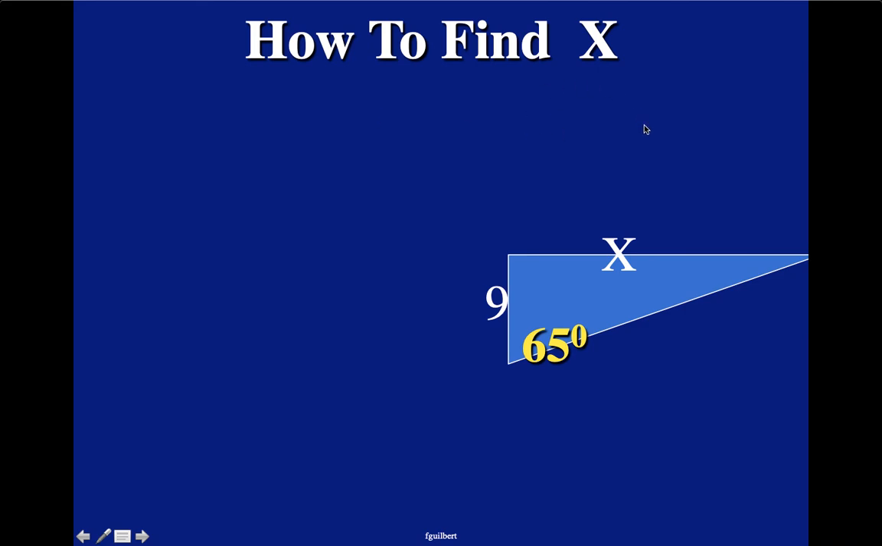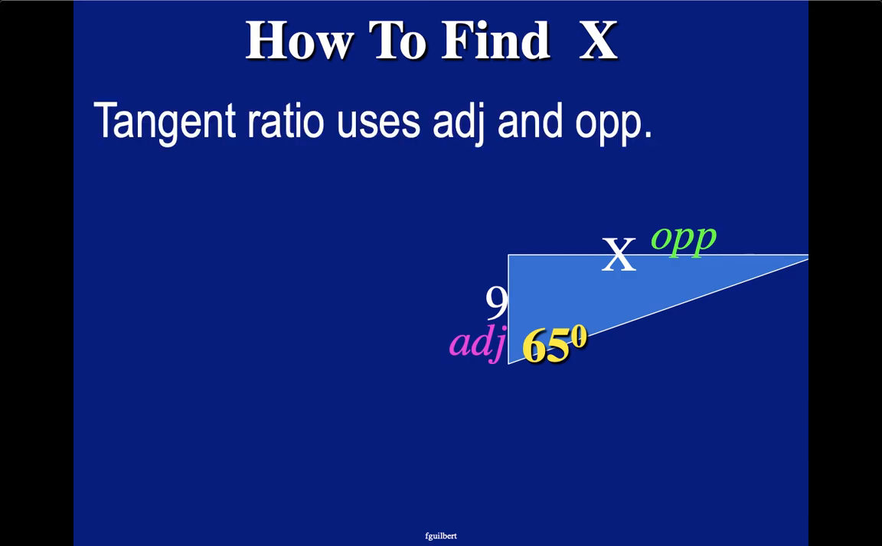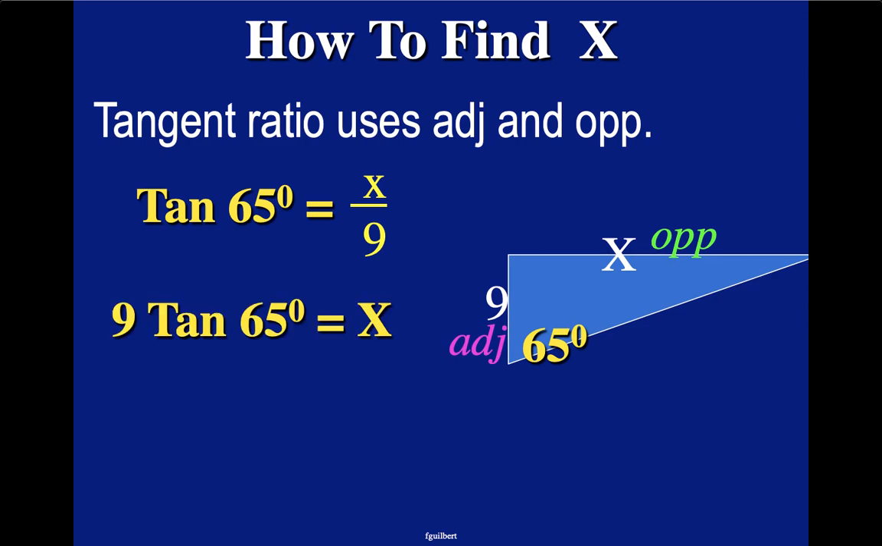How do I find x in this case? Again, I'm looking at the adjacent side and an opposite side. I know I want the tangent ratio. Sometimes, if the hypotenuse is involved, we'll find out later that we might be selecting sine or cosine. The tangent ratio uses the adjacent and opposite, so let me set up my equation. The tangent of the angle is equal to x over 9. I want the x alone, so I'll multiply both sides by 9.